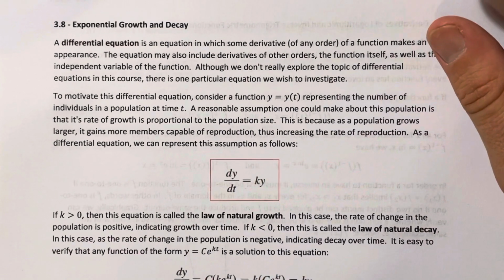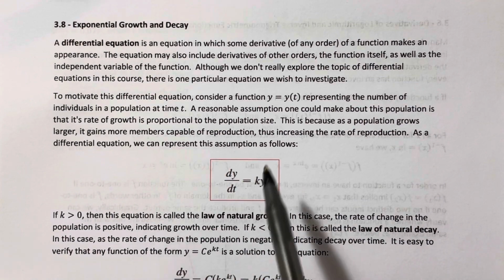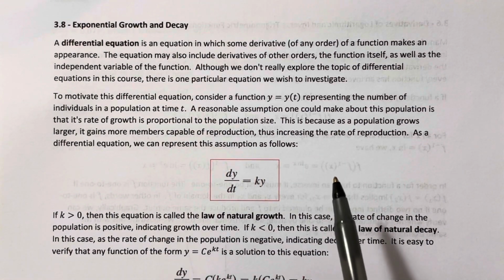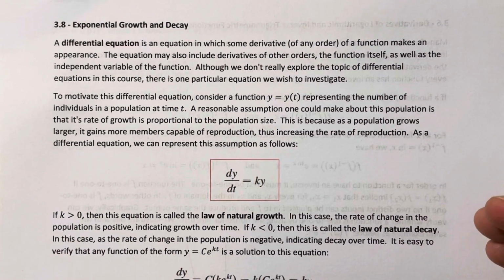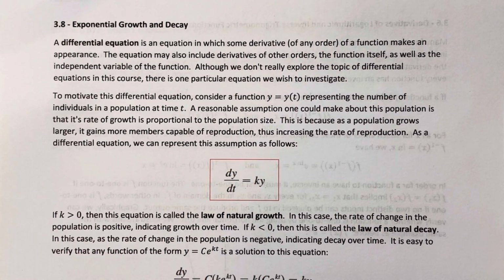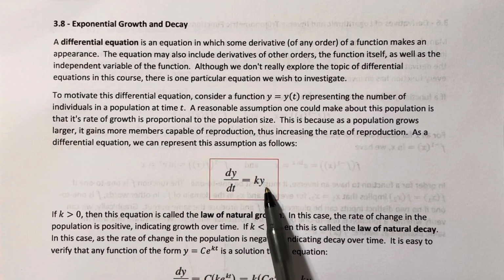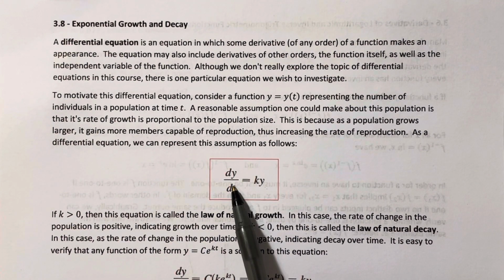Now, without doing too much analysis, one could reasonably come to the assumption that the rate at which this population will grow is proportional to the size of that population at any given time. The reason that's a reasonable assumption to make is because the larger a population grows, so the larger y is, the more members of that population are present that are capable of reproducing. And so you have more reproducing pairs, which means the rate at which the population is increasing is also going to get larger. Okay, so as the population size increases, the rate of growth increases as well.